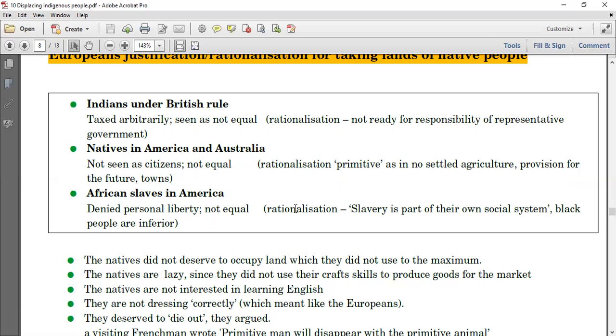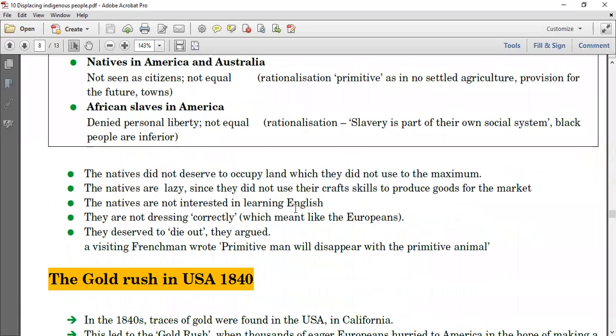Then the next was that the natives are not interested in learning English. They are not dressing correctly, and dressing correctly means dressing like Europeans. They deserve to die out, was their argument. A visiting Frenchman wrote, "Primitive man will disappear with the primitive animal."